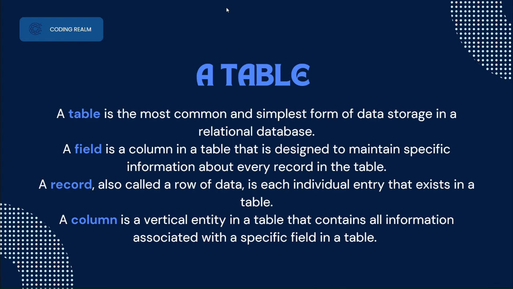A field is a column in a table that is designed to maintain specific information about every record in the table. The record, also called a row of data, is each individual entry that exists in a table. And the column is a vertical entity in a table that contains all information associated with a specific field in a table, like the age, the name, the ID, the username of a person, and other information.